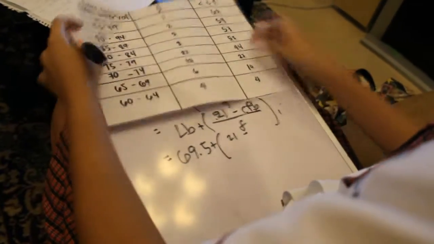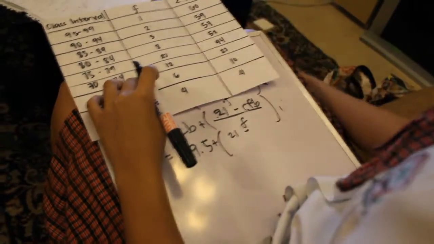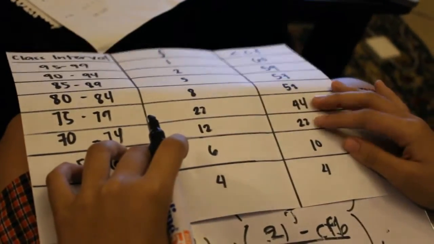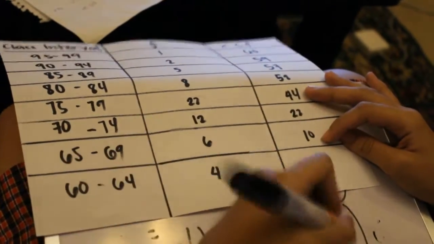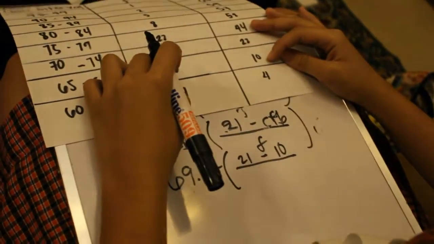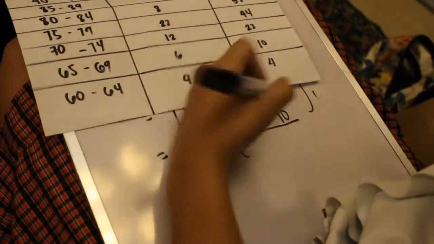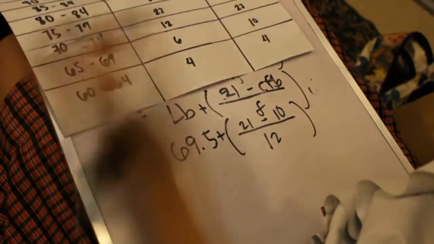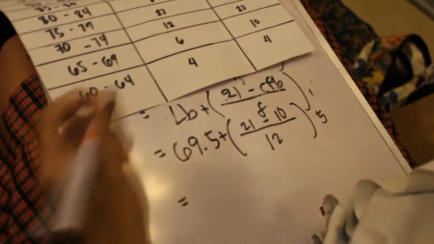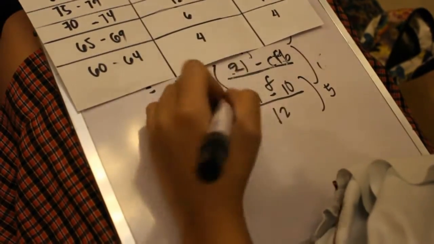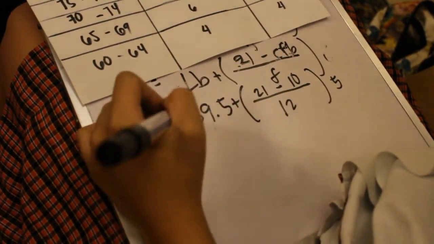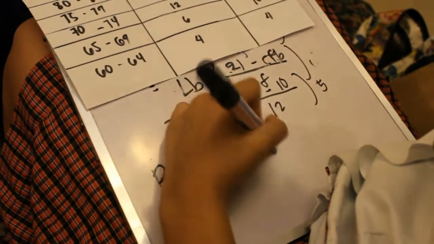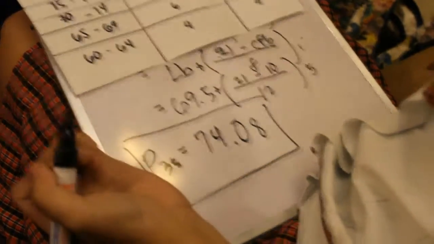Then we need to subtract. We need to look at the cumulative frequency before the given 22. So the cumulative frequency before is 10. The frequency is 12. So 21 minus 10 all over 12. Now the class size is 5. The answer is 10 divided by 12 times 5 plus 69.5, which is equal to 74.08. Did you get it, guys?